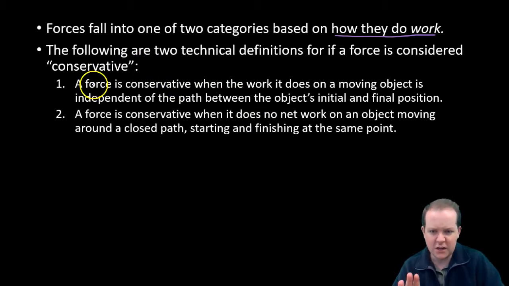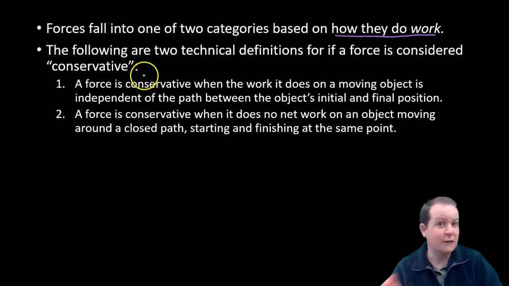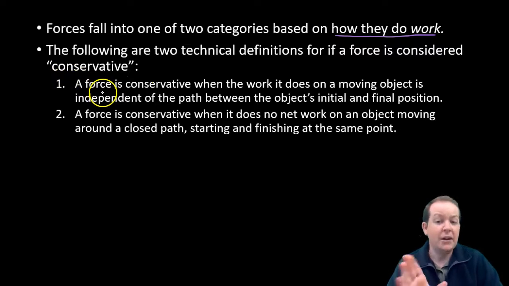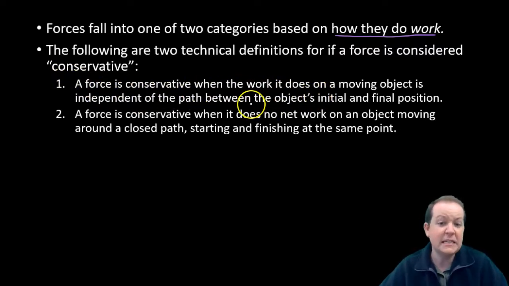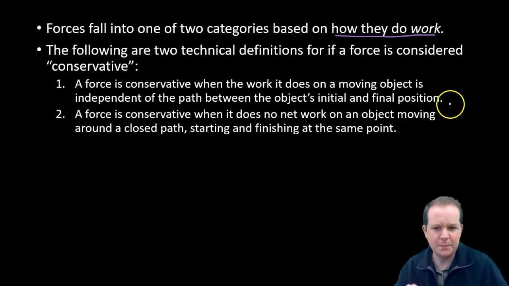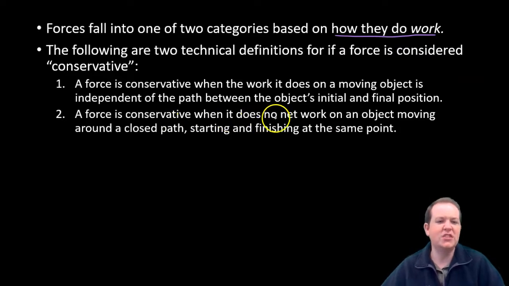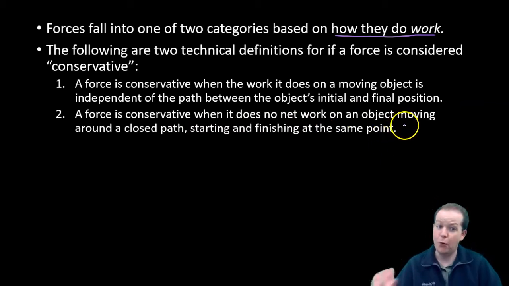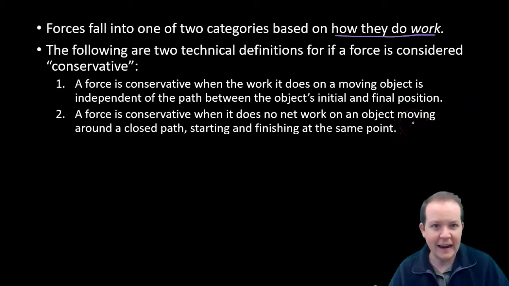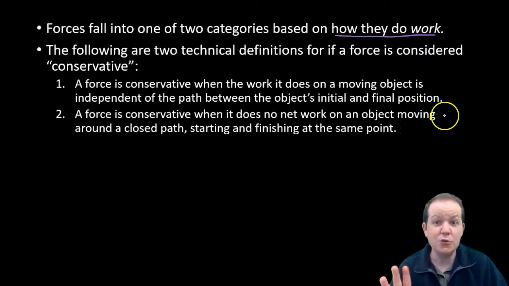The following are two definitions if a force is called conservative. Number one, a force is conservative when the work it does on a moving object is independent of the path between the object's initial and final position. Oh, I read that and I think, what the heck does that mean? Maybe the second one is better. A force is conservative when it does no net work on an object moving around a closed path, starting and finishing at the same location, the same point. Okay, not any better. These are very confusing definitions.